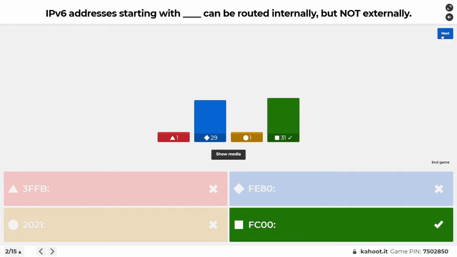All right. Well, FE80 is a link local address. They can't be routed anywhere. And so FC00 is the only unique local address that we could use. And 3 and 2, if the IP addresses start with that, those are routable on the internet.